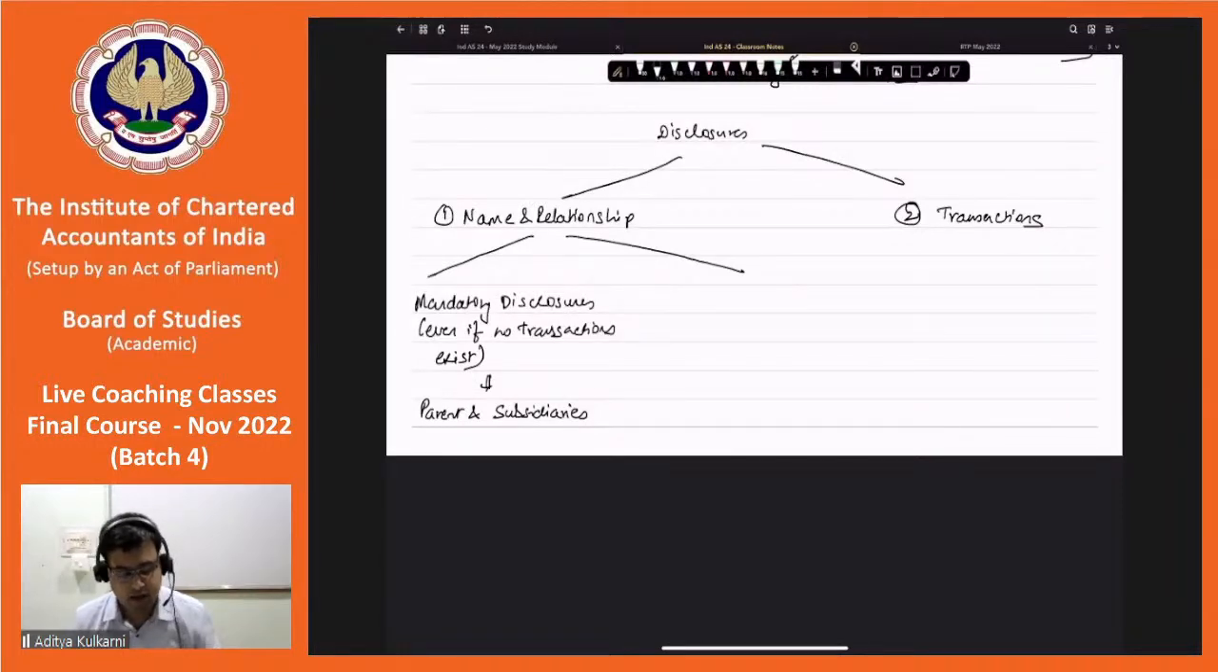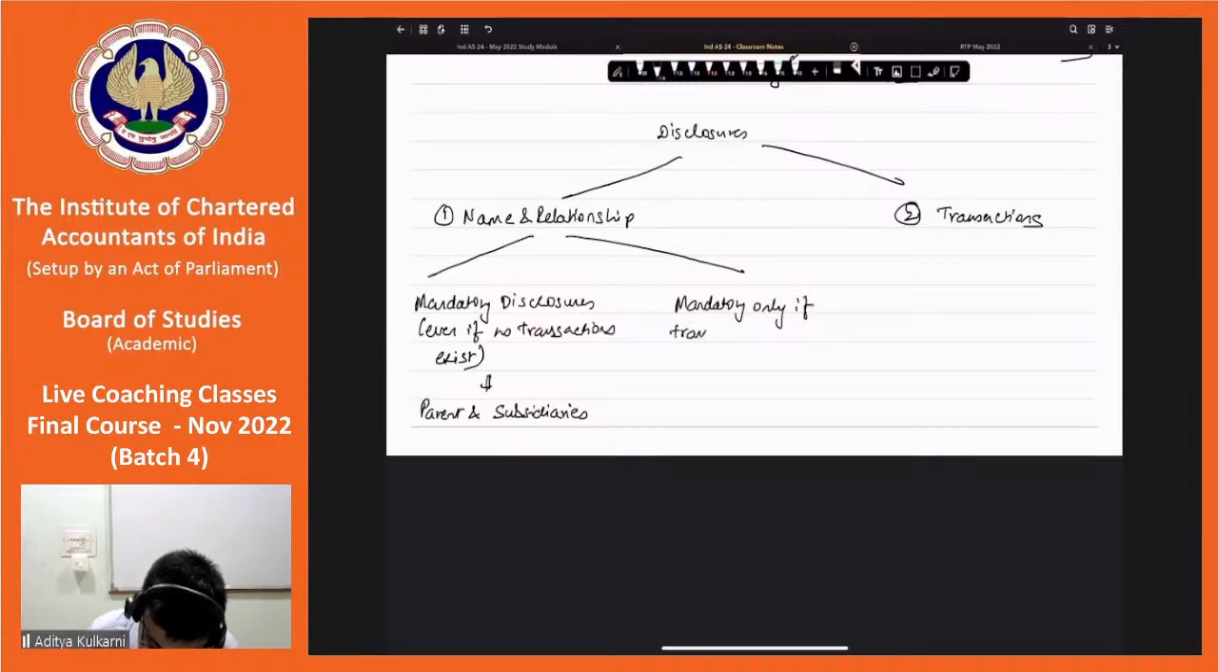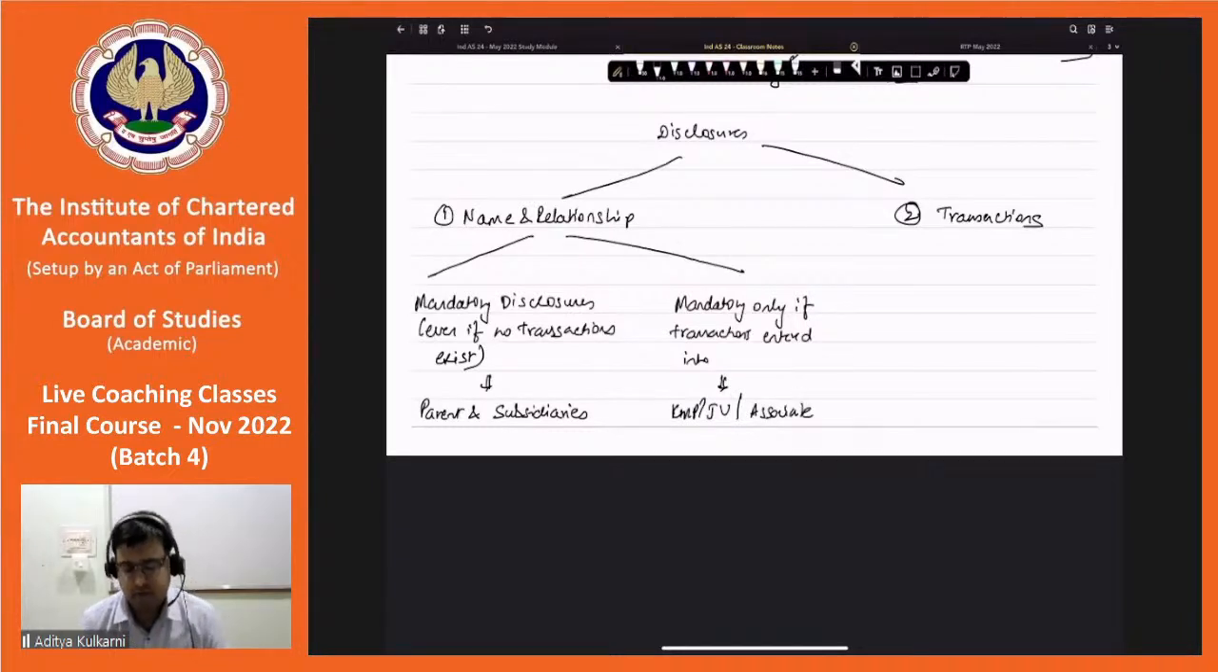All right. Next one is mandatory only if transactions entered into. So these include details of your KMP, joint venture, associate, etc. Close family members, all these things.